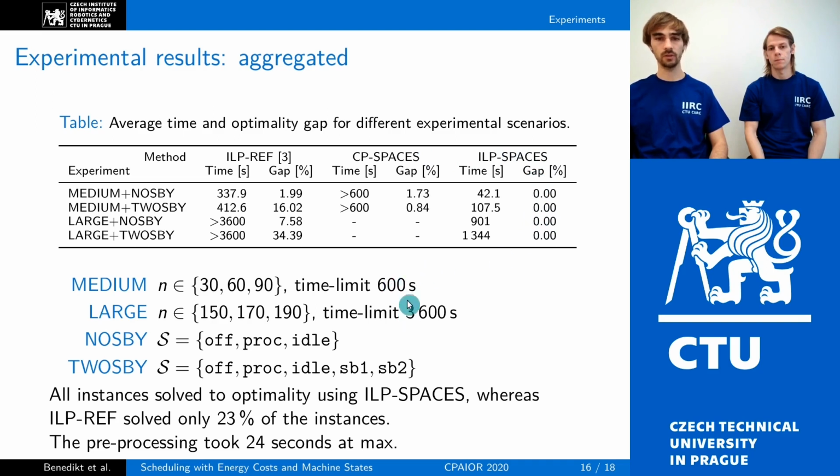On the other hand, the reference ILP model called ILP ref solved only 23% of the benchmark instances, mainly from the medium dataset. Moreover, the average running time of the ILP ref on the solved instances is several times larger than for the ILP spaces. Although the CP spaces did not solve any instance to optimality, on average it provides solutions with higher quality than ILP ref, which can be seen from the optimality gap column. Furthermore, it can be clearly seen from the optimality gaps that our models scale well even when larger transition graphs are considered.